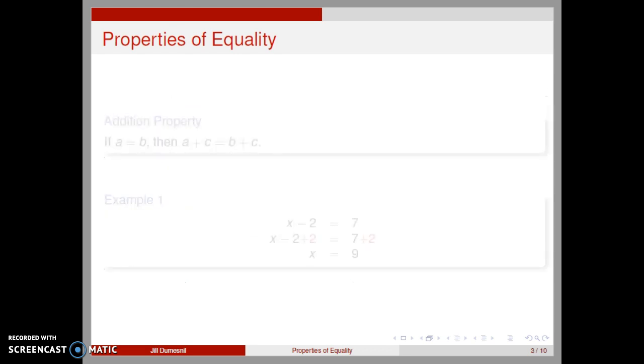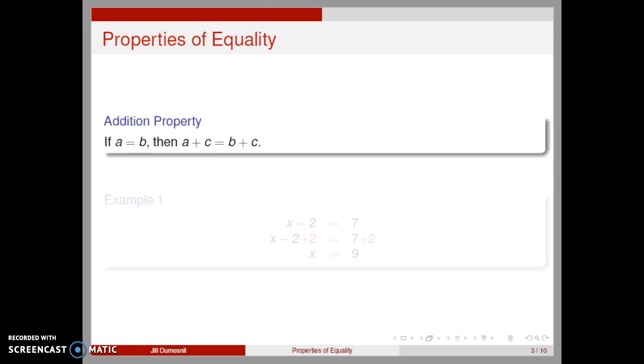The next four properties are particularly useful when solving equations. The addition property says that if A equals B, then A plus C equals B plus C. In other words, we can add any quantity to both sides of an equation. In solving the equation x minus 2 equals 7, we can add 2 to both sides. This gives x equals 9, which is the solution to the original equation.